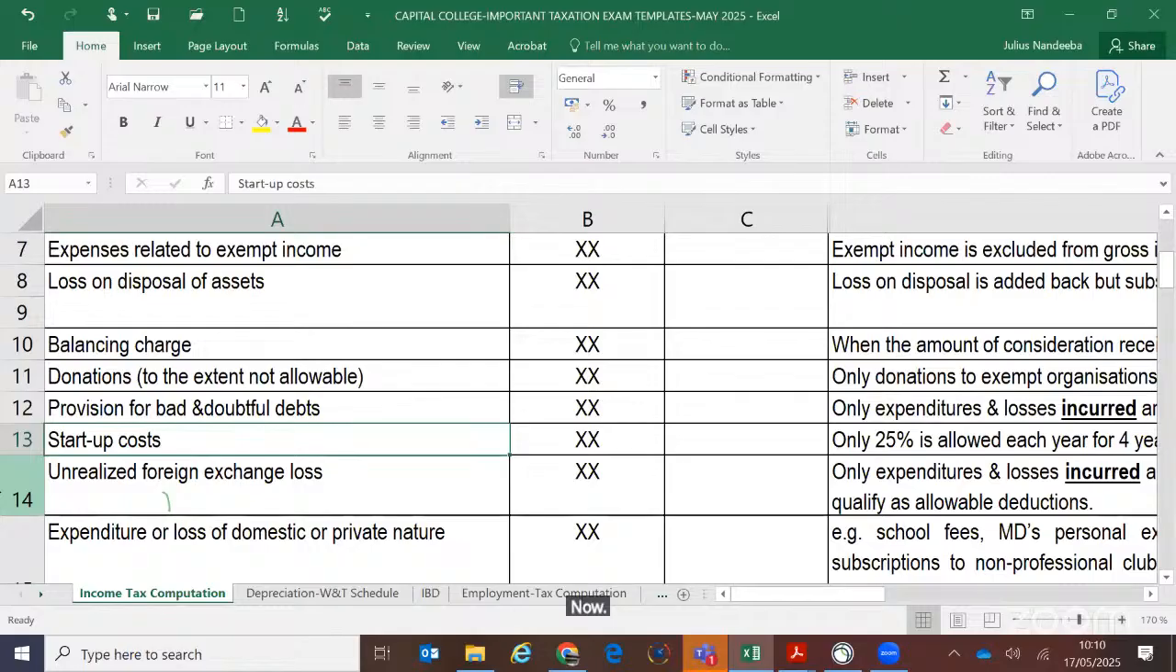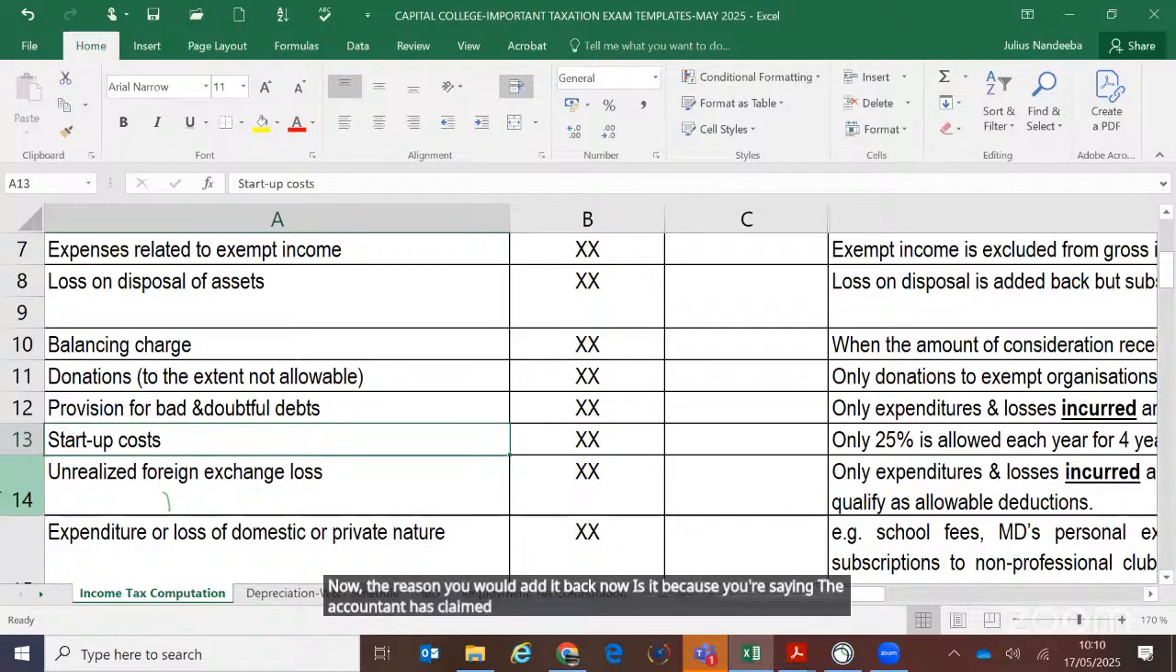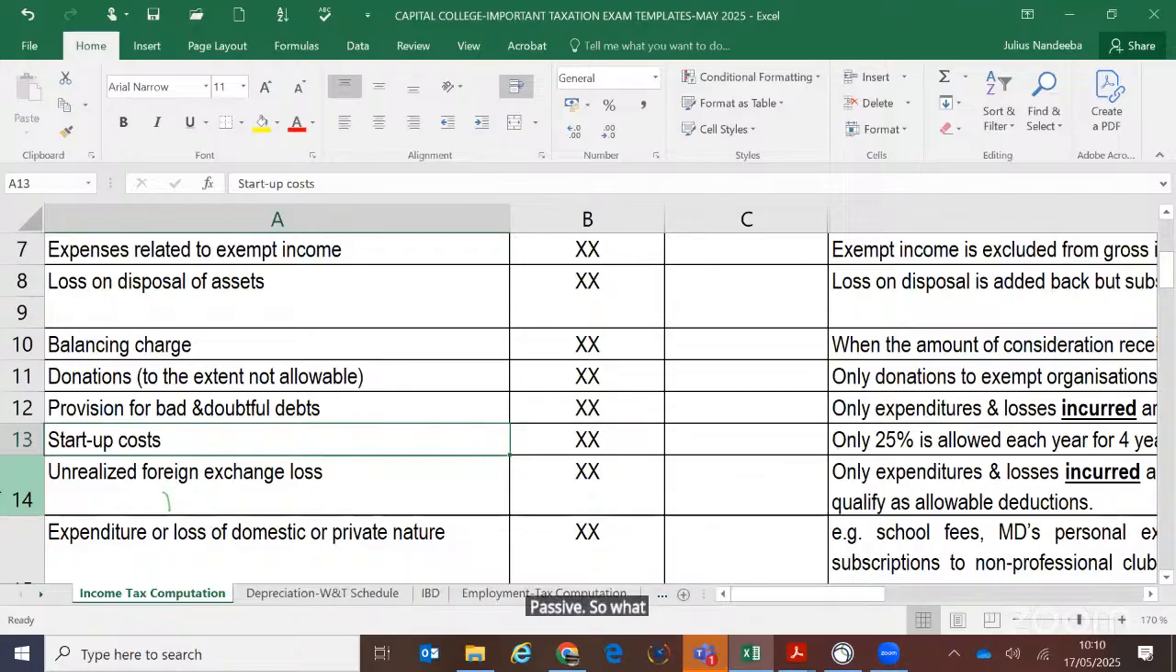Now, the reason you would add it back is because the accountant has claimed startup costs as expenses at 100%, yet the law only allows 25%. So what percentage are you adding back? Only 75%.